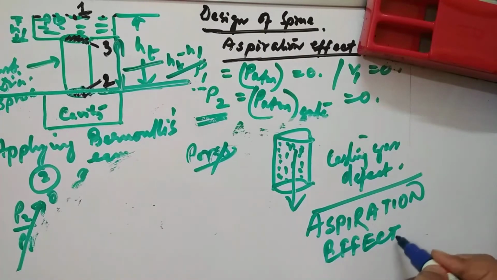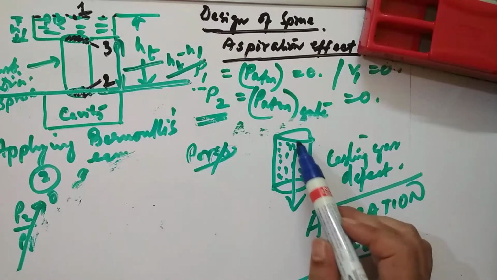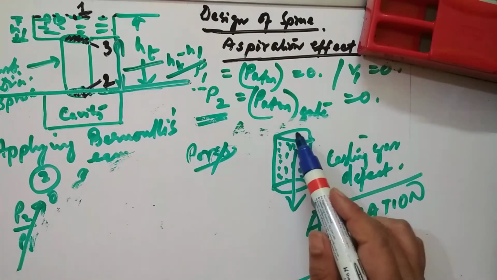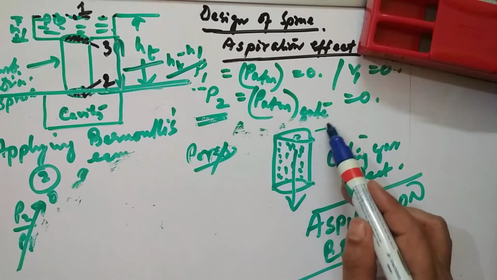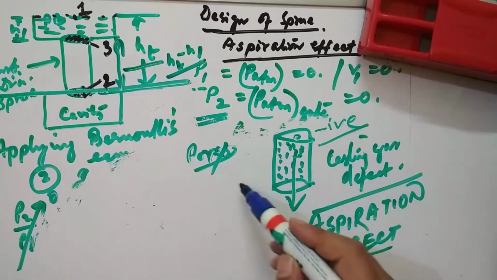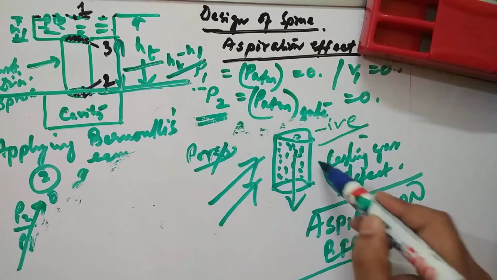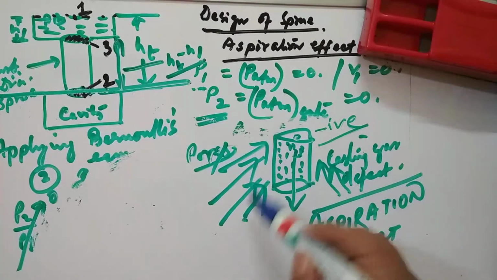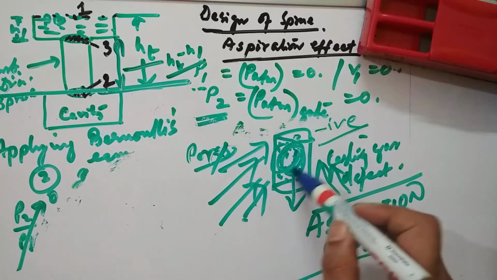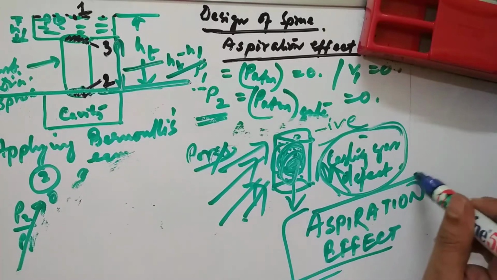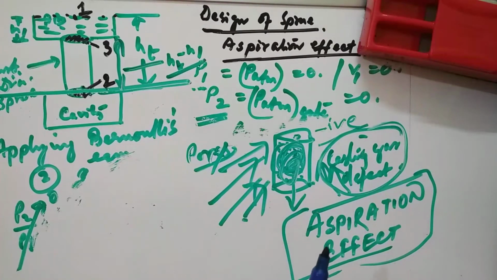As you can see, if you make the sprue having constant diameter, at this point we are having negative pressure, that is the vacuum pressure, or less than the atmospheric pressure. So what will happen? Air will rush into the sprue from the atmosphere, and this air will eventually mix with the molten metal, and it will cause casting gas defect, and this effect is known as aspiration effect.